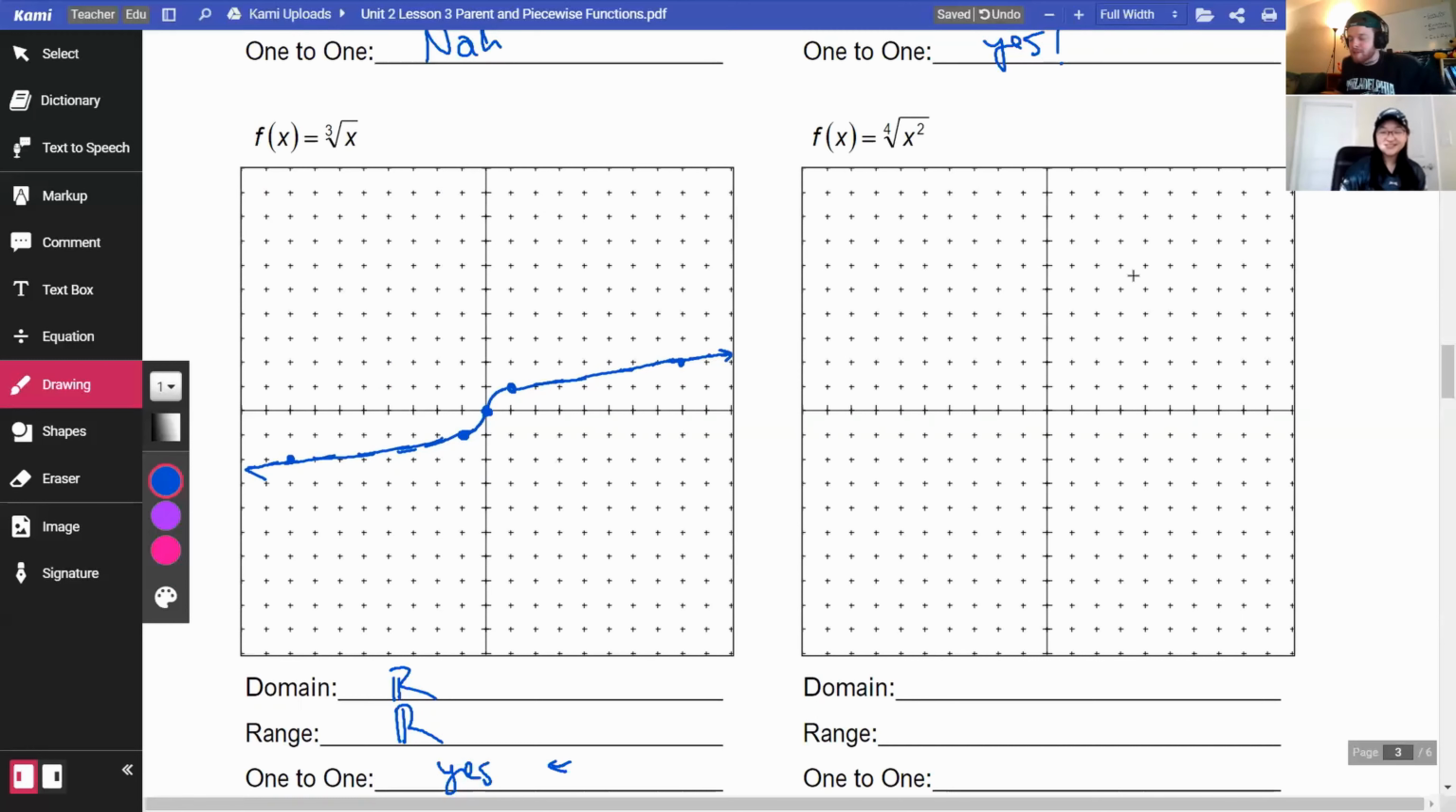Give me some points. 0, 0. Love it. 1, 1. And let's take ourselves through this. When you plug in 1 into this, you square it, you get 1. You hit the fourth root, you get 1. When you plug in -1, you square it, you get 1. And then you take the fourth root, you get +1.